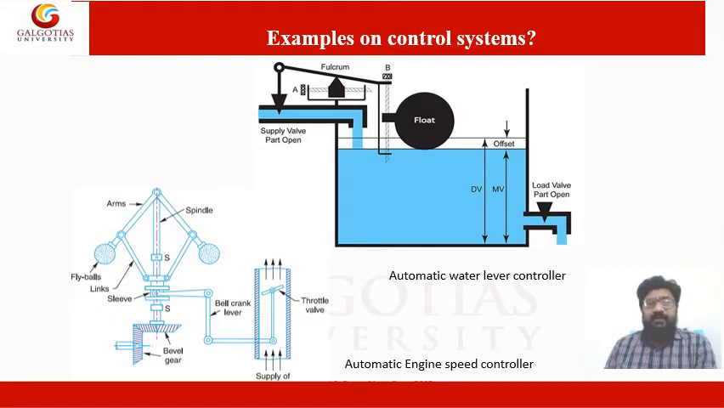So an example of a control system can be found in automatic water leveler control. So there is a fulcrum, there is a supply valve, and when the port is open, the fluid flow enters into the main container, and the float rises, and thus when the desired level is achieved, the float hits the fulcrum, and thus the supply valve stops.